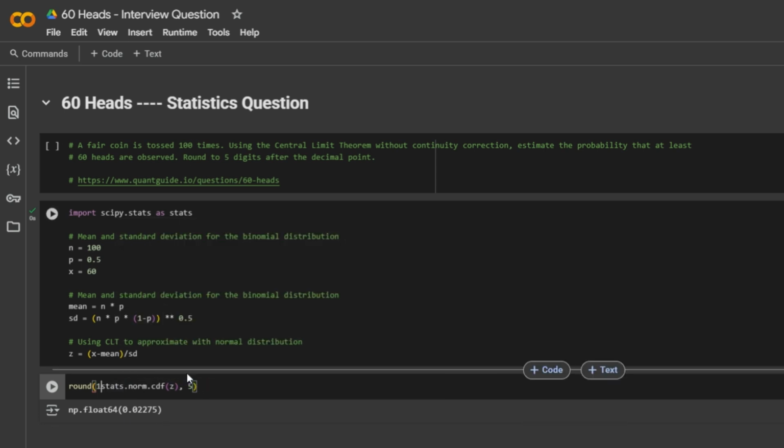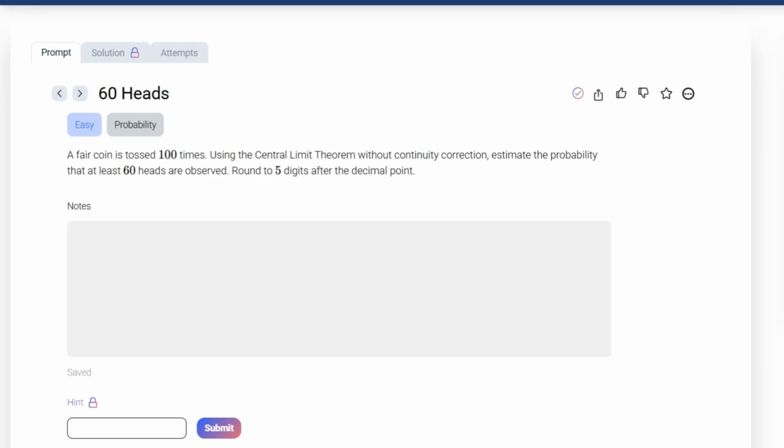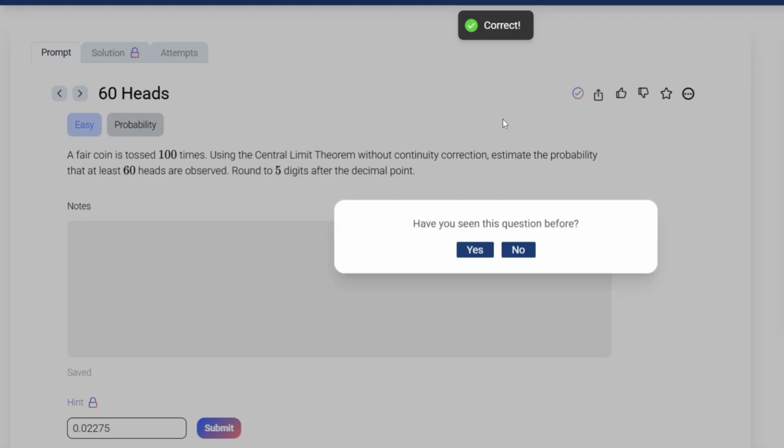What we could also see here is if we delete the 1 minus, we could see what the actual value would have been, but since it's asking us for the total probability, we have to have the 1 minus in there. We can come over to QuantGuide and test our answer. And we can see it's correct.